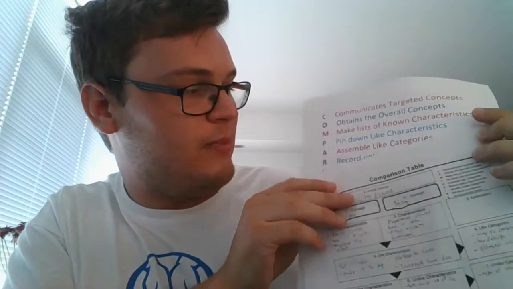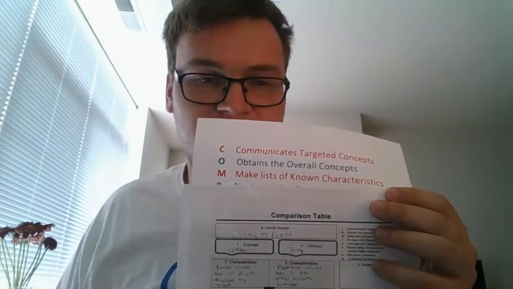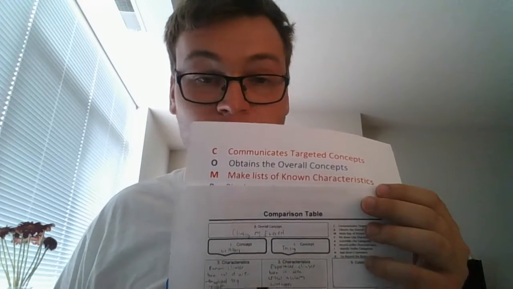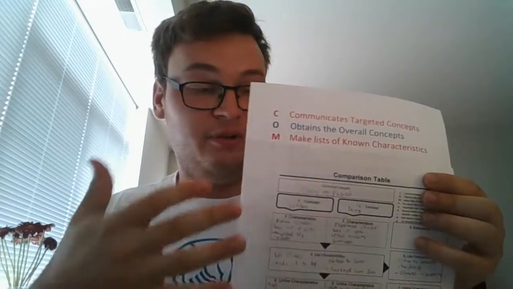Then I can move down to my M, which is make a list of known characteristics. If I'm going to make a list of known characteristics, what I am going to be looking for are things that are similar. I went ahead and already created a list of some things that are similar, but when we are doing this together and creating our own, we would do this as a group.